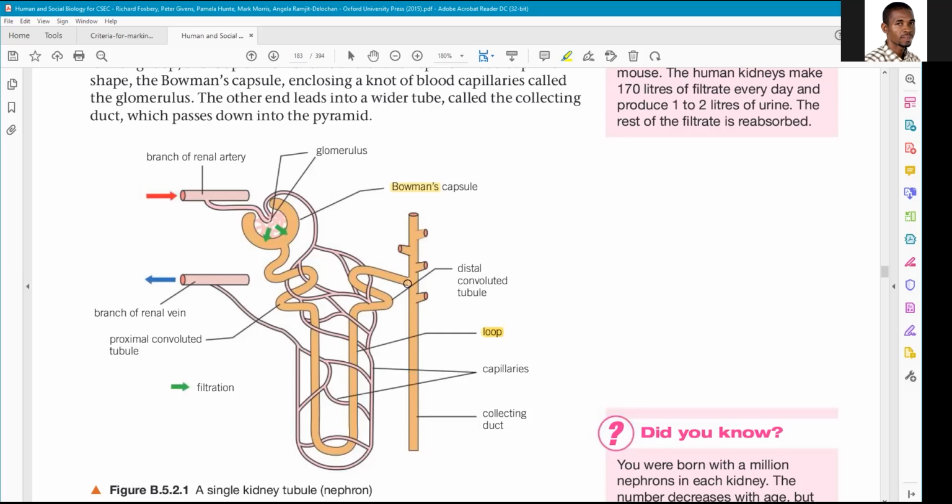One end of the nephron has a cup-like shape, the Bowman's capsule, enclosing a knot, K-N-O-T, a knot of blood capillaries called the glomerulus. Glomerulus, with a U.